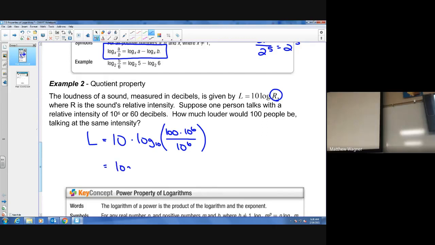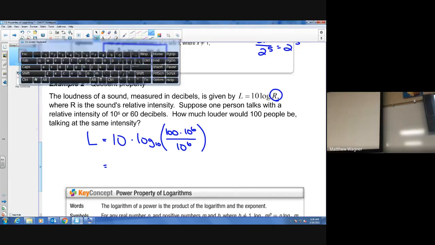So looking here, we have 10 log base 10, and then keep in mind here we have 100. This is 10 to the second, correct? 100 is 10 to the second. So up top we have 10 to the 8th, and we have log base 10 of 10 to the 6th, correct?